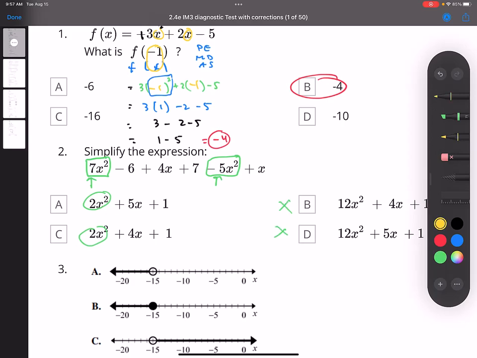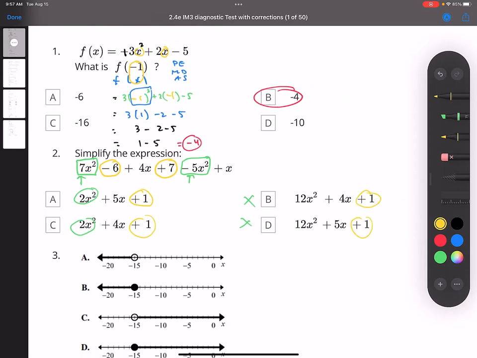We can do the constants. Negative 6 plus 7 is going to be a positive 1, so those match. It does match on these, but we talked about how this is incorrect. Okay, and 1x, so 1 and 4, 4 plus 1 is 5. This would be letter choice A is the correct answer.